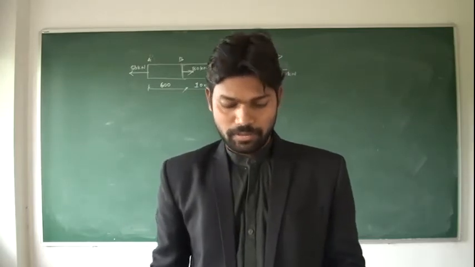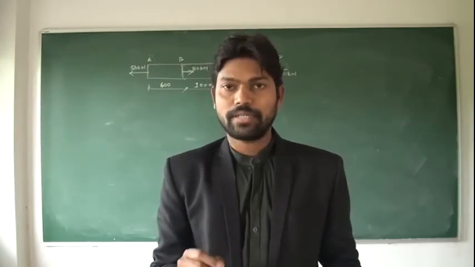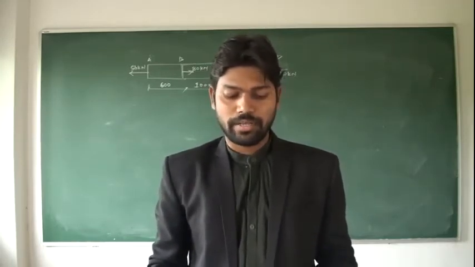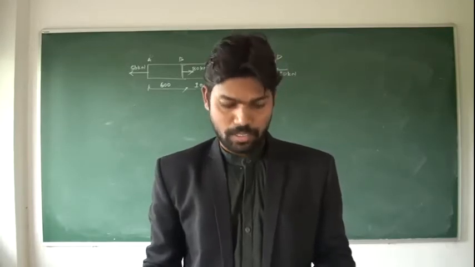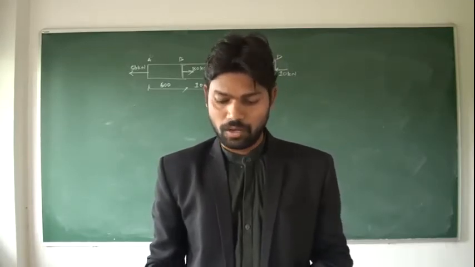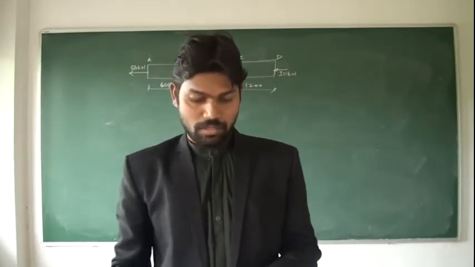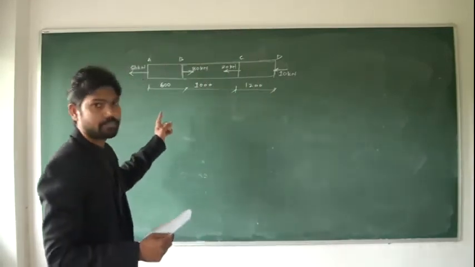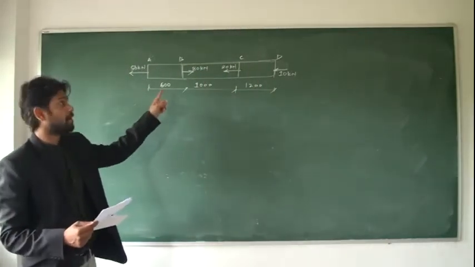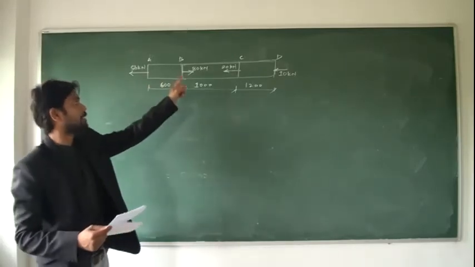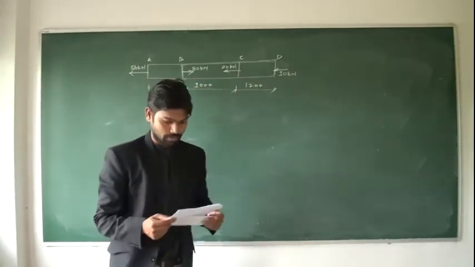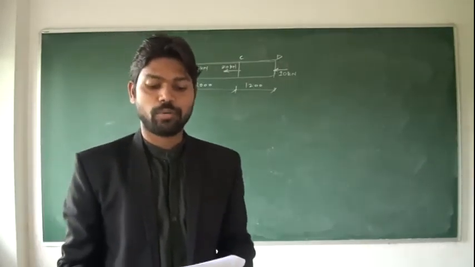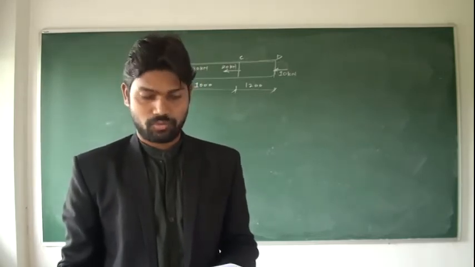Now I will read the numerical first for you. Just note it down and then we will solve. A brass bar having cross-sectional area of 1000 mm square is subjected to axial force as shown in figure. You can see the figure. The bar is subjected to a number of forces: 50 kN, 80 kN, 20 kN and 10 kN. Find the total change in length. Take E equal to 1.05 into 10 raised to 5 Newton per mm square.